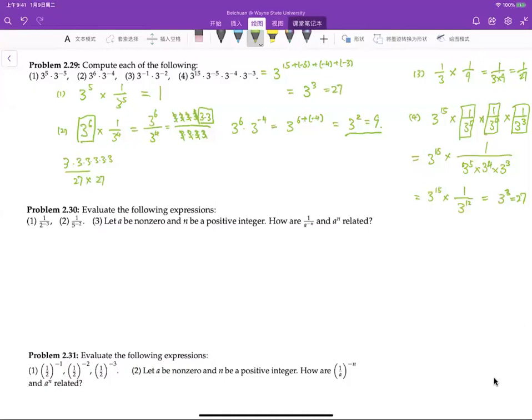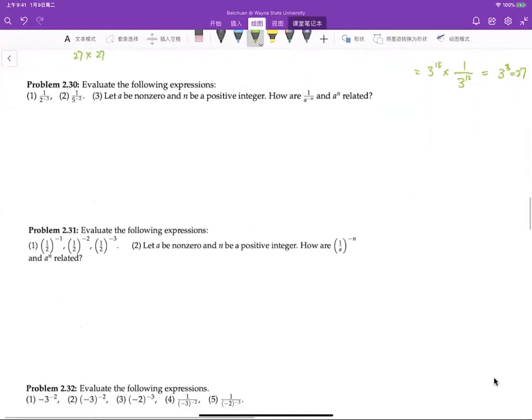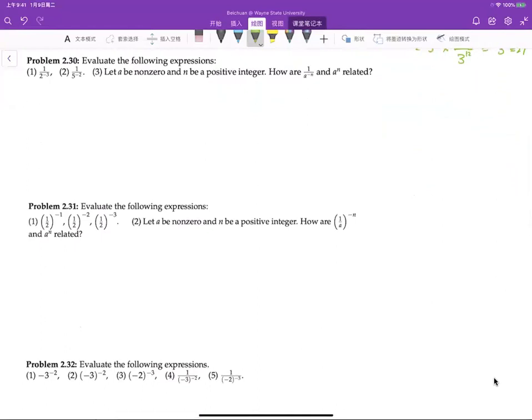So anyway, let's look at the next one, 2.30. There are 3 questions. Let me do the first 2 very quickly because they're easy. Oh, they're not, right? So anyone wants to do number 1 and number 2? Can Andrew do it? Andrew? Okay, Andrew, what's number 1?